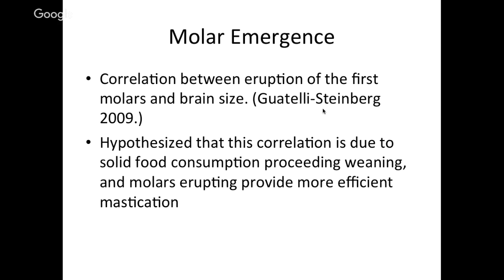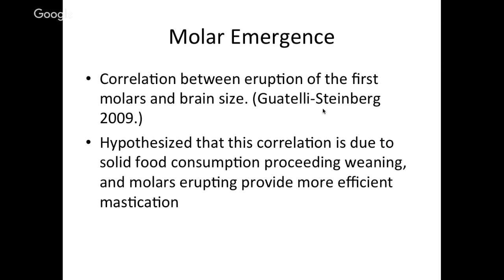The third and last evolutionary change in humans I want to look at is molar emergence. There's a direct correlation between the eruption of the first molars and brain size, and it's hypothesized that this correlation is due to solid food consumption preceding weaning, and molars erupting to provide more efficient mastication. So essentially, modern humans and even early humans began to consume solid food before they were completely weaned, and so they needed their molars to erupt so they could chew the solid food.